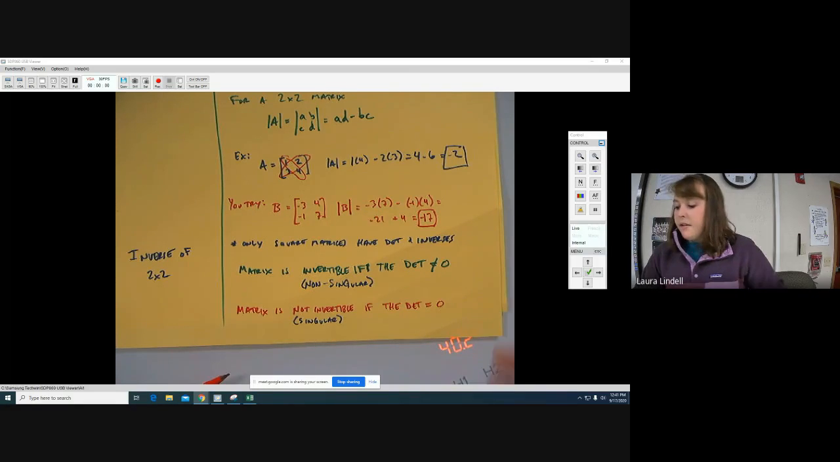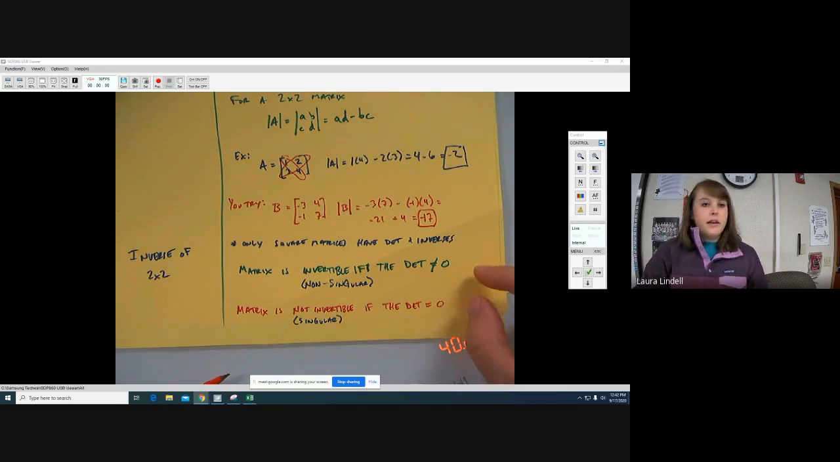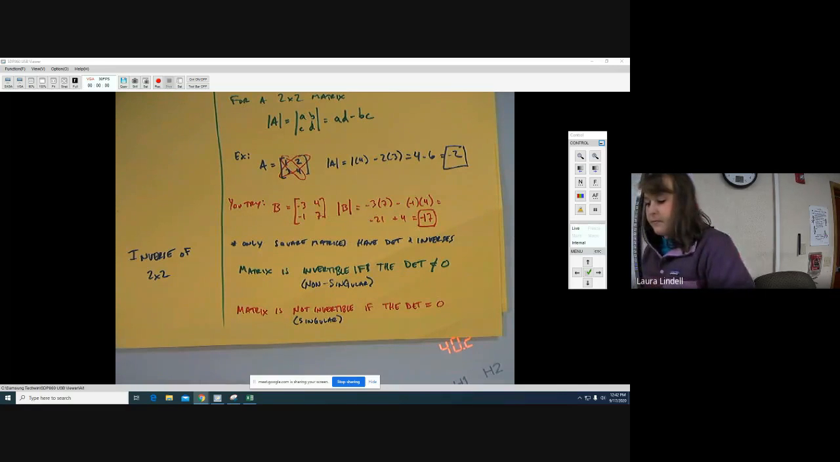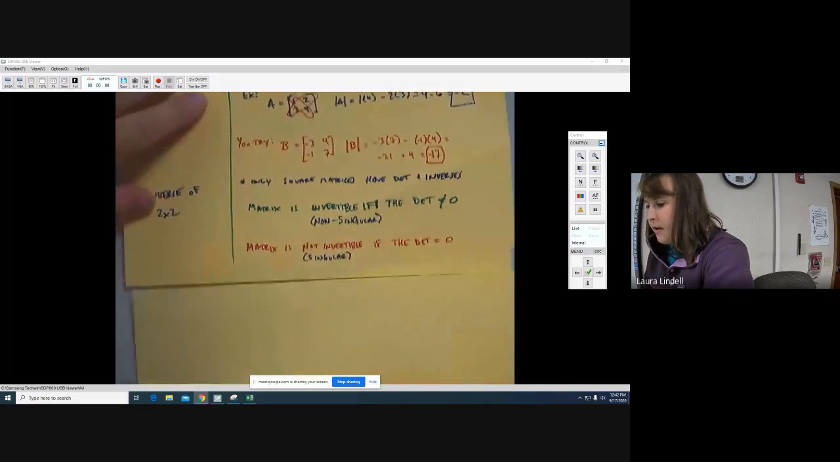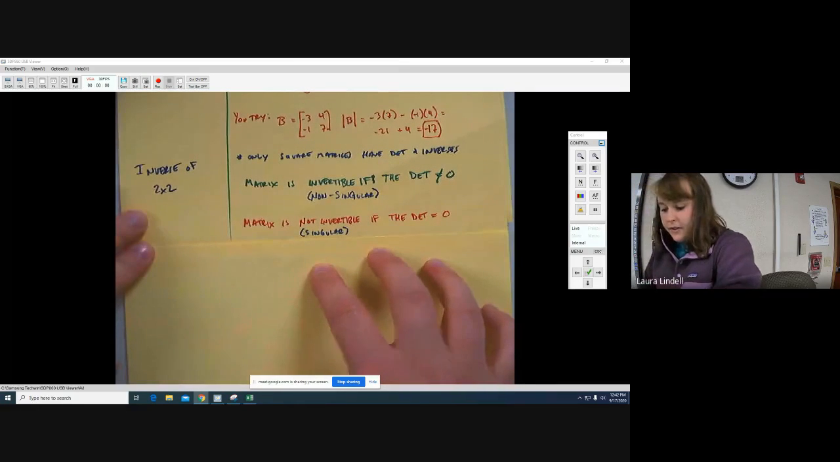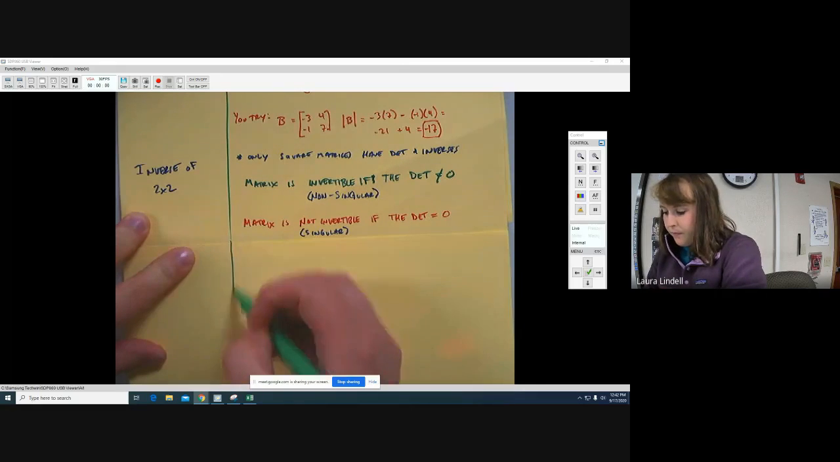Okay, and so the rule we have to remember, you'll see why it's immediately obvious once we talk about inverses and how we calculate them, why the determinant can't be 0. So let's go do that. I'm going to grab another piece of paper. Okay. So finding the inverse of a 2 by 2.